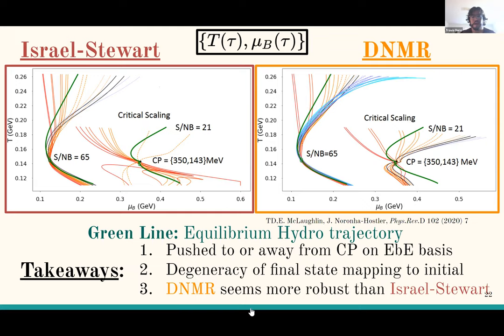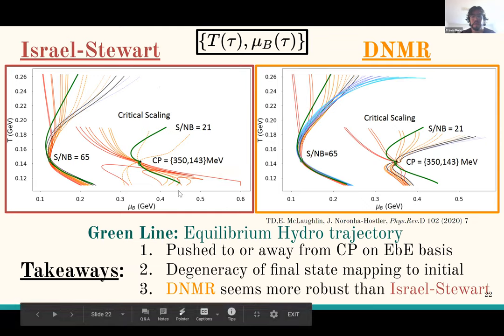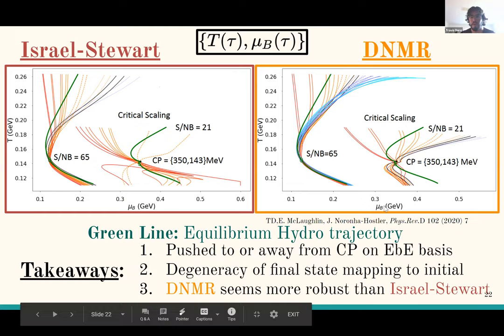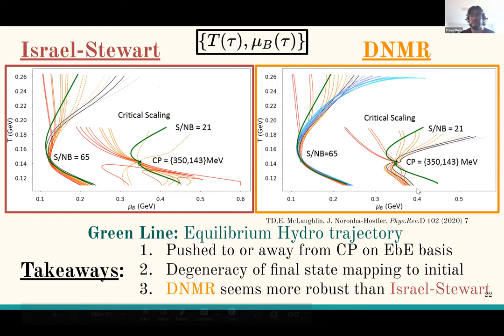And one last important takeaway, actually, is that DNMR seems a little bit more robust than Israel Stewart, right? So you see here that I wouldn't really trust any of these paths over here at the end, for sure, right? Because it seems like these are some runaway solutions. But DNMR seems a lot more robust. The solutions are a lot tighter and seem to be less susceptible to numerical stuff, or maybe more robust to larger gradients is another way to put it.